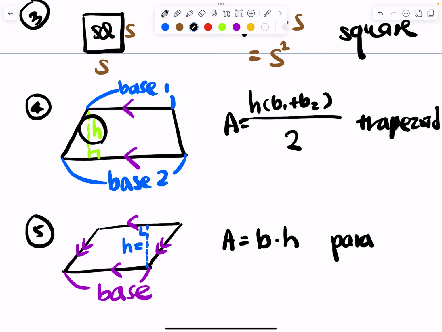Hope you guys know how to spell parallelogram. Oh, I ran out of space. Let me try one more time. Okay. Oh, eraser. Eraser. Here we go. Let me try spelling it one more time.